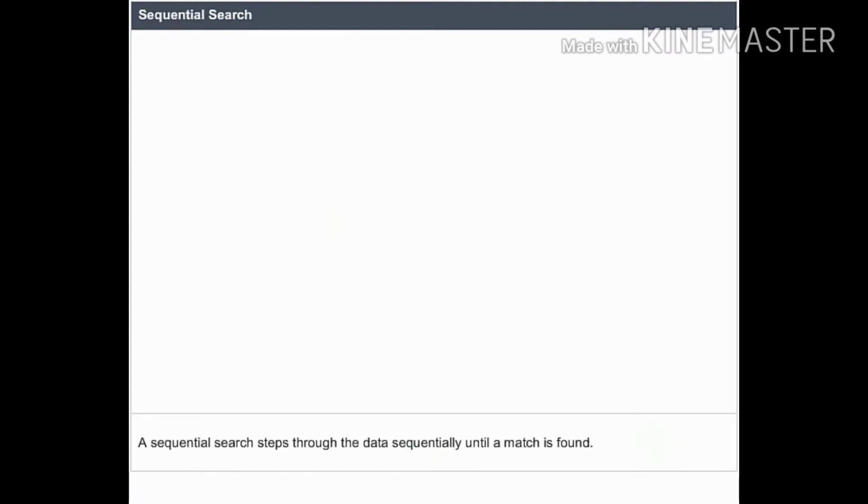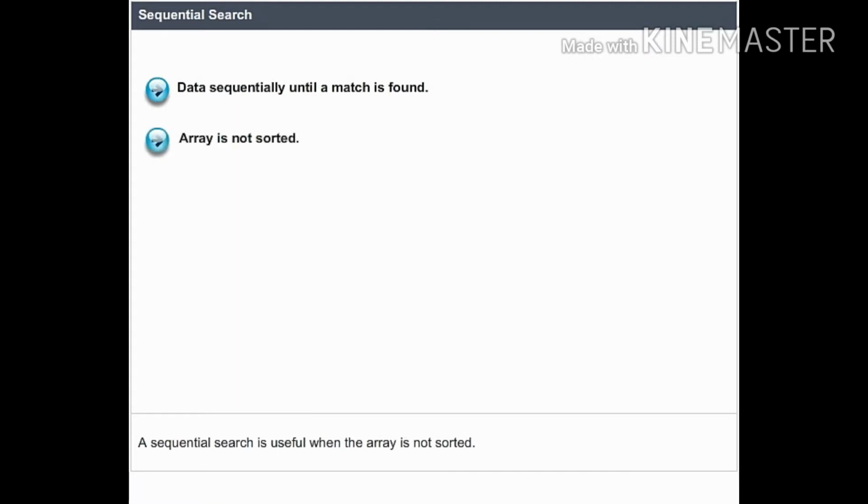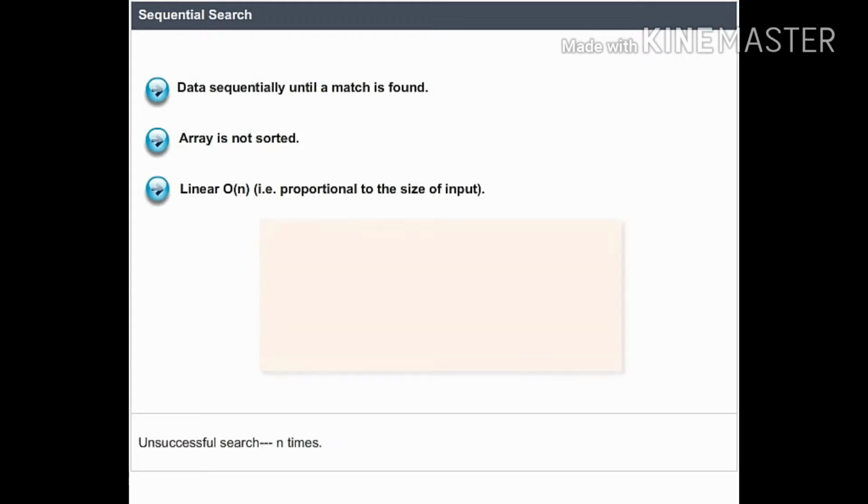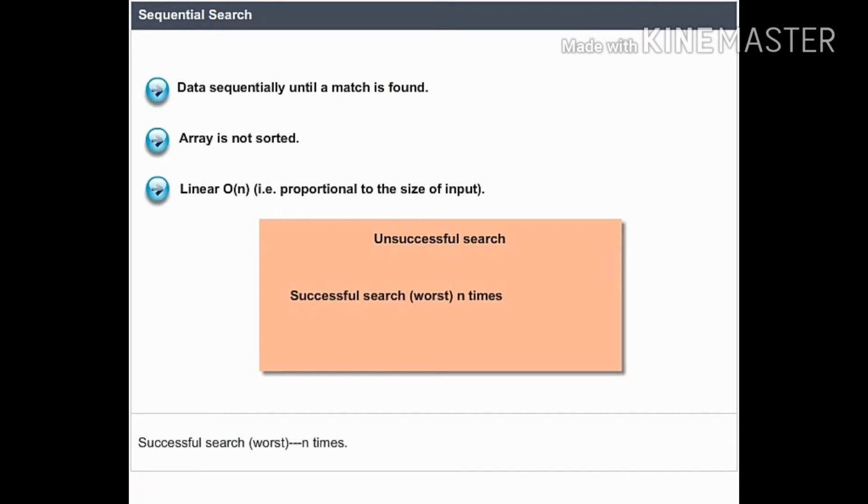Sequential search. A sequential search steps through the data sequentially until a match is found. A sequential search is useful when the array is not sorted. A sequential search is linear, O of n, that is, proportional to the size of input. An unsuccessful search takes n times, a successful search takes n times in the worst case, and n by 2 times on average.